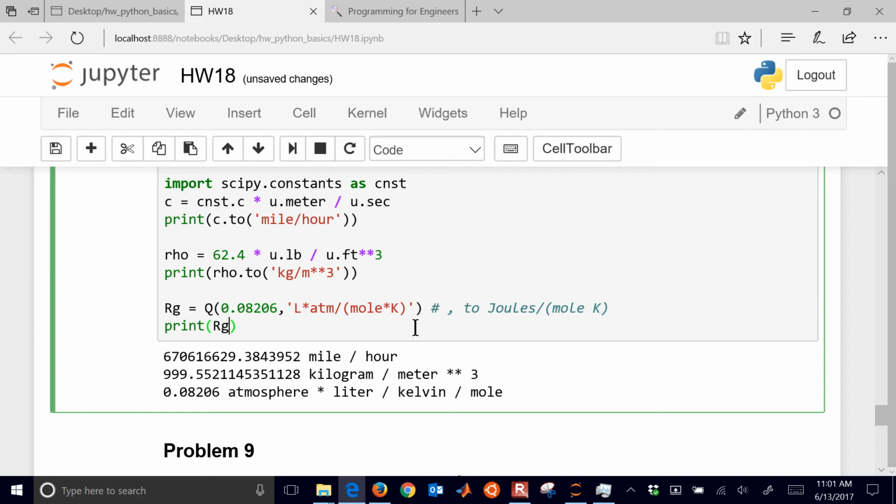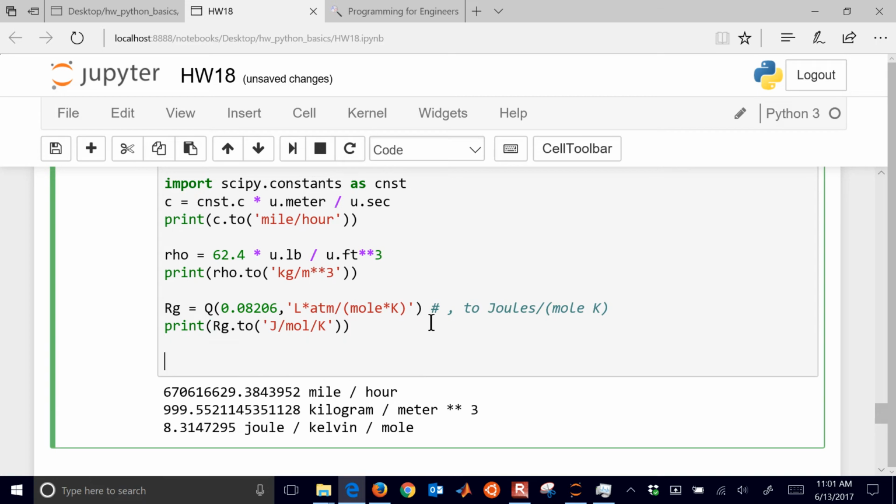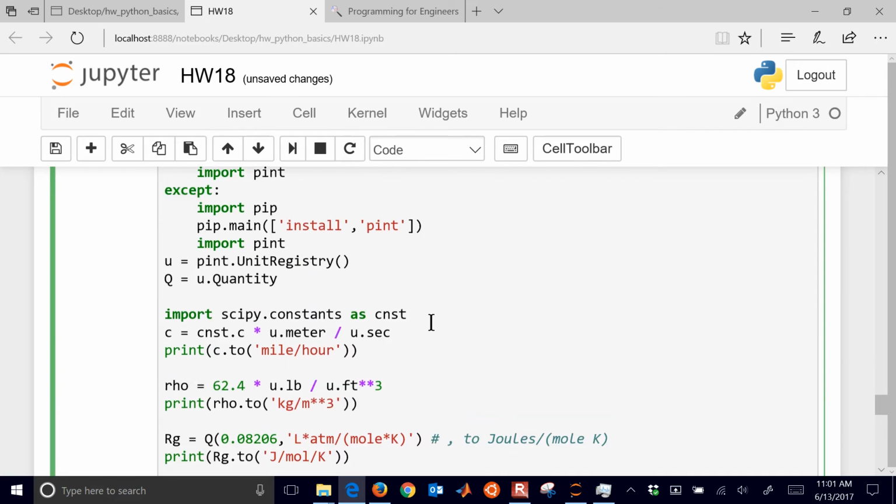And then we want to convert it to joules per mole Kelvin. Joules per mole Kelvin. And there you have 8.31, joules per mole Kelvin. Okay, let's go ahead and do the next one.